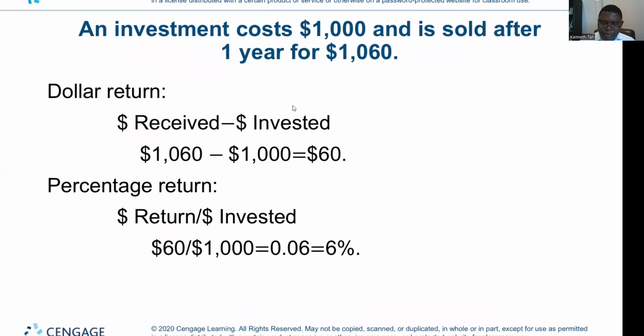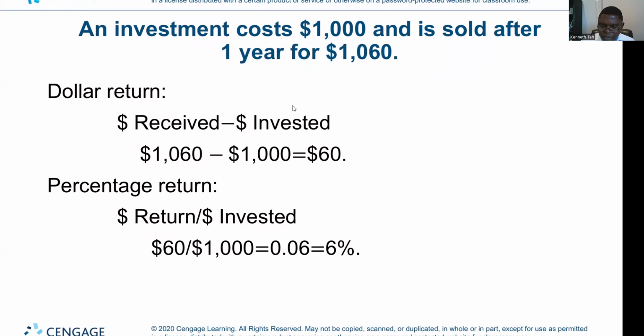We see this example: an investment costs 1,000 and is sold after a year for 1,060. So what is the return? In dollar terms, the return is 1,060 minus 1,000. So it is the dollars received minus the dollars invested, which gives us $60.